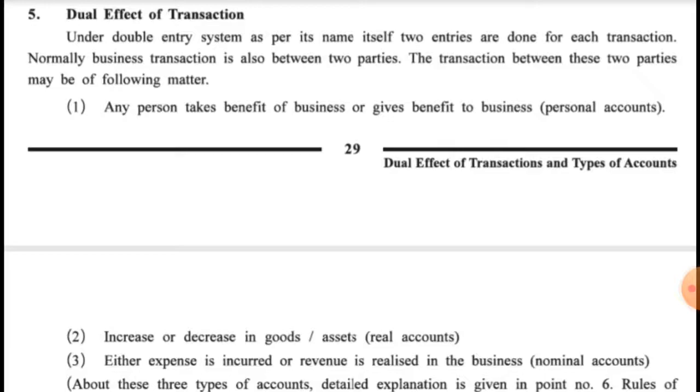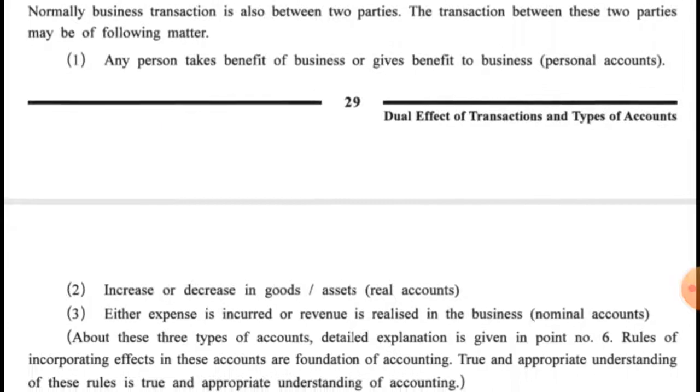Second one, increase or decrease in goods or assets, that is called real accounts. Because of any kind of transaction, suppose we have purchased the goods, then there would be increase in goods, but if we have sold the goods, then it would be decrease in goods. In the same way, if we have purchased the assets, then it would be increase in the assets. If we have sold the assets, then it would be decrease in assets. So any transaction related to increase or decrease in goods or assets is called real account.